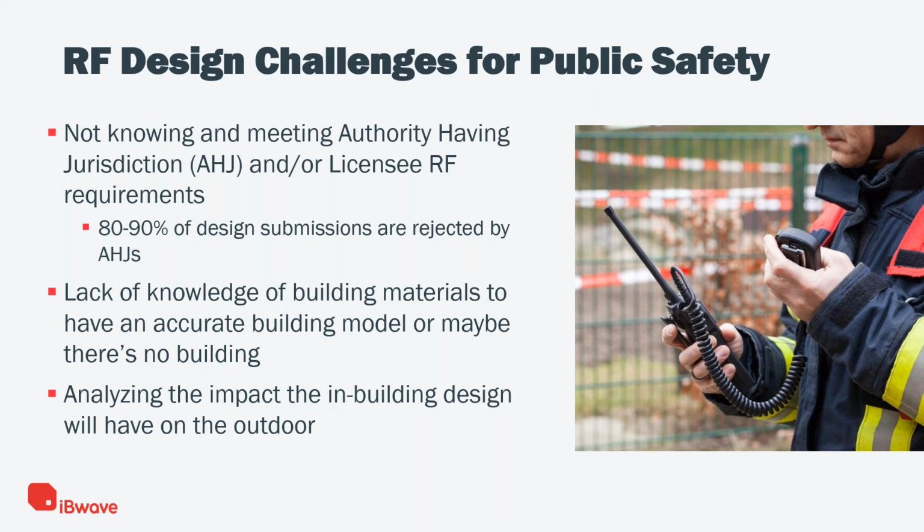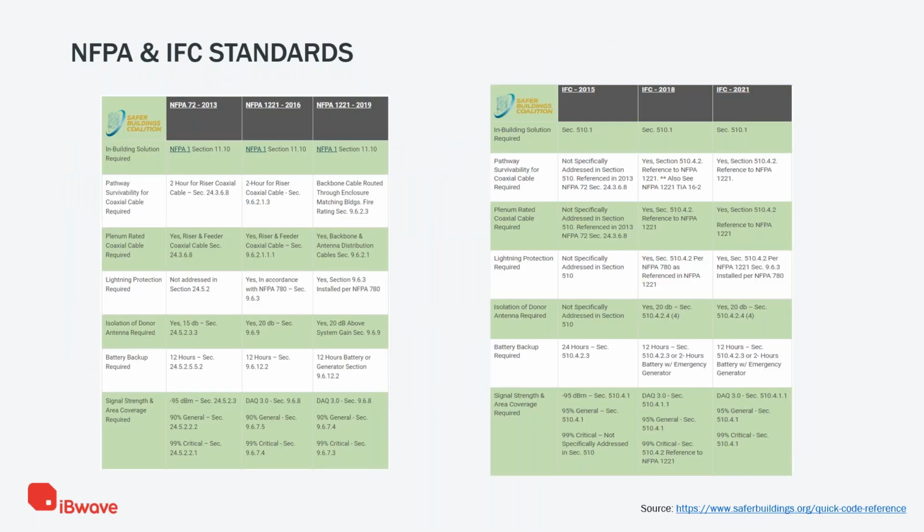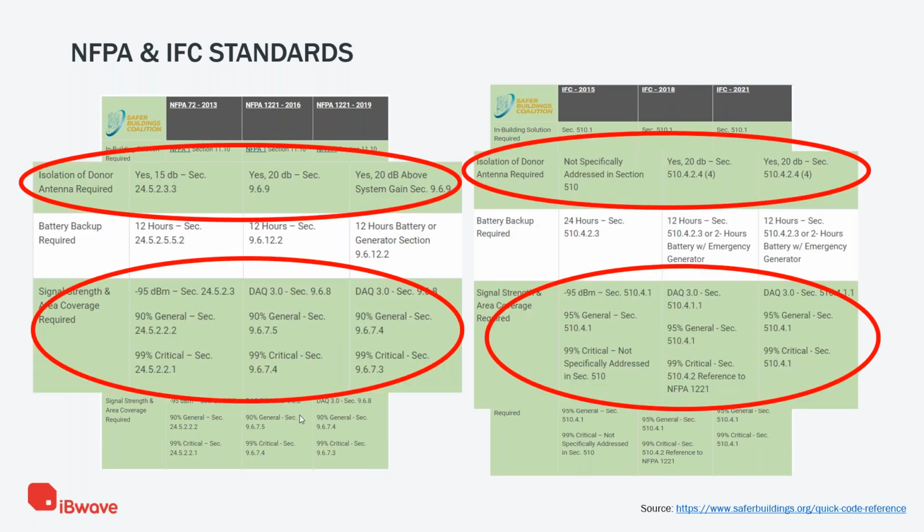If we look closer, here in the US, the majority of the requirements revolve around NFPA and IFC standards. Those are the codes that are being followed. You could see from the screenshots here that there's other information that we're not covering, for example, things like having plenum rated cable and battery backup. But you see on here, there are a couple of things related to RF, in particular, isolation and signal strength. So in the code, first of all, you see that it spans 2013, 2016, 2019. So code takes a while to be written and also takes a while to be implemented.